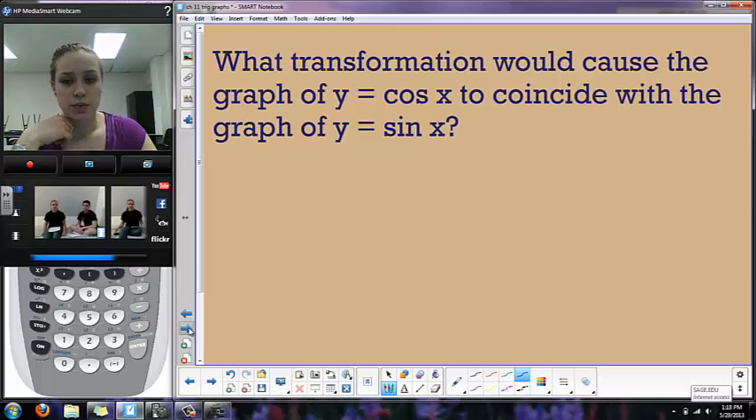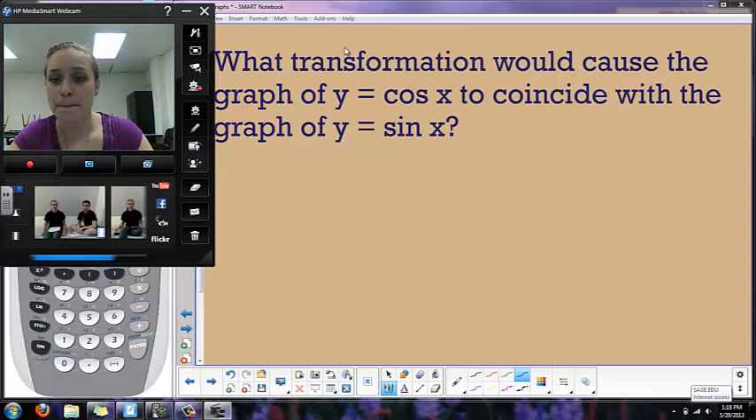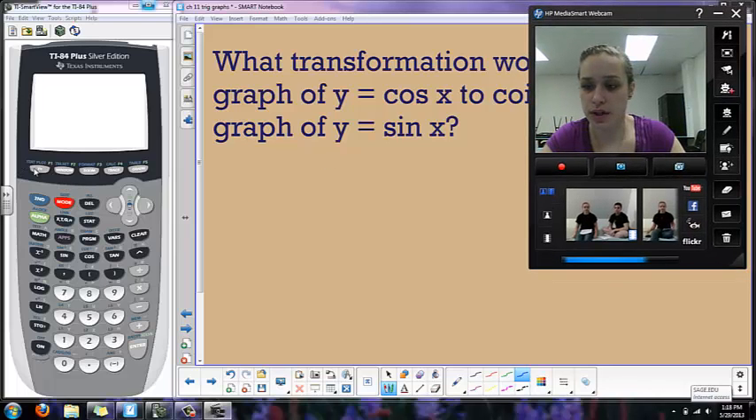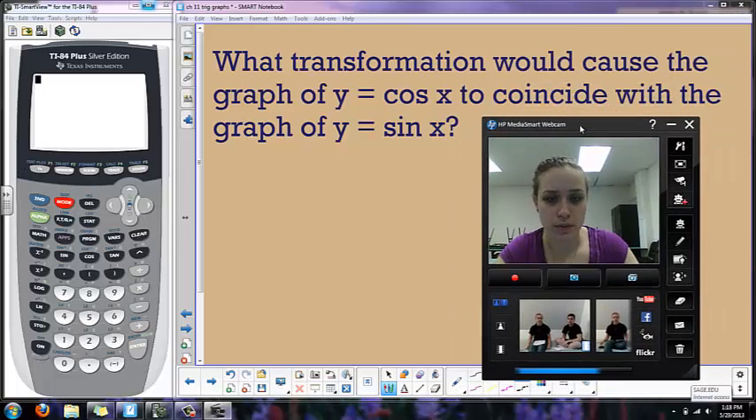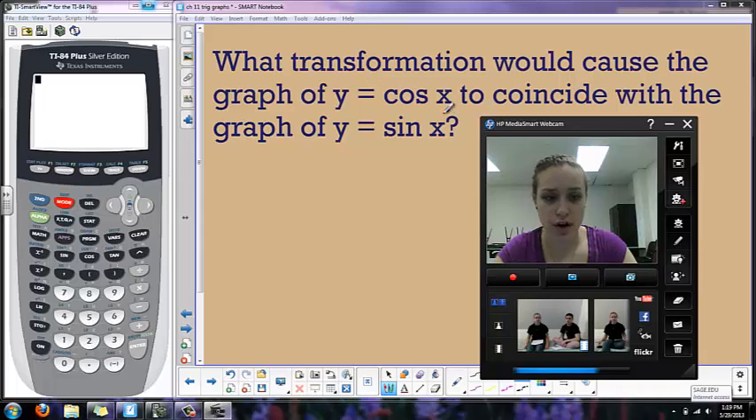What transformation would cause the graph of y equals cosine x to coincide with the graph of y equals sine x? Well, we actually already did this the other day. Remember when I graphed that cosine curve and the sine curve on the same set of axes, and you saw that as we shifted it to the left and to the right, the cosine and sine curves kind of lay on top of each other. But we could always just do it one more time so that we could check. So I'm looking at what would cause the graph of cosine to coincide with the graph of sine.